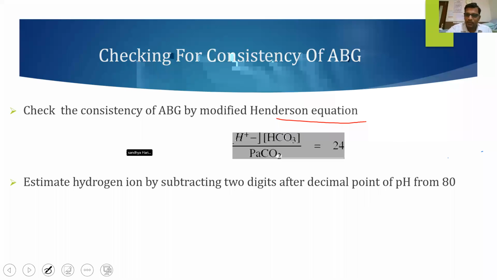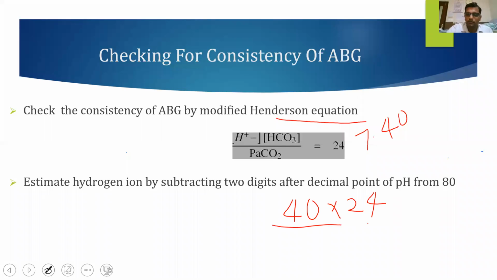As per the Henderson-Hasselbalch equation, the product of H plus into bicarbonate by PaCO2 should be equal to 24. So how to find the H plus concentration? Normally the pH is 7.40, so 80 minus the two decimals, 80 minus 40, will be the normal H plus concentration. So it will be H plus into normal bicarbonate, as we all know it is 24, divided by PaCO2, normal will be 40. So you can see this will be 24.